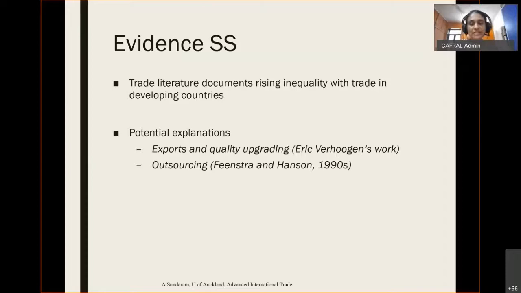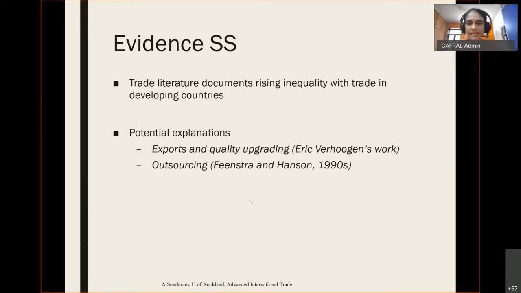So what Feenstra and Hansen argue is when outsourcing goes up, the US ends up outsourcing coding. And because for the US, that is actually unskilled labor intensive, the demand for unskilled labor in the US goes down and the skill premium in the US will go up. Whereas for India, the opposite is going to happen, right? Because coding is actually skilled labor intensive for India. So again, you're going to see an increase in the demand for skilled labor relative to unskilled labor. And so that's going to give rise to an increase in the skill premium in India as well. So in both countries, because of outsourcing, you're going to see an increase in the skill premium. So that is the Feenstra and Hansen outsourcing model.